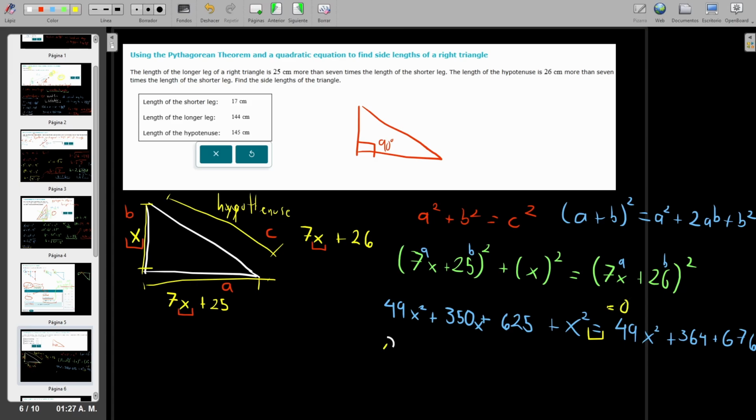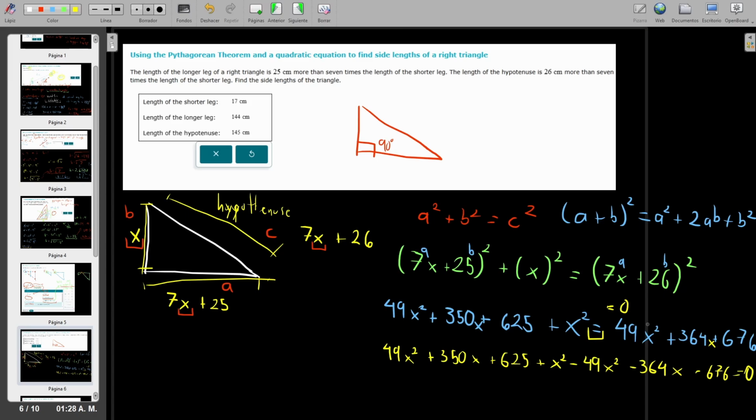So we can cancel some values. In this case, it's going to be 49 squared plus 350x squared plus 625 plus x squared. Now minus 49x squared minus 364. I forgot in this case again the x that was here. So it's going to be x minus 676. All of this is going to be equal to 0.